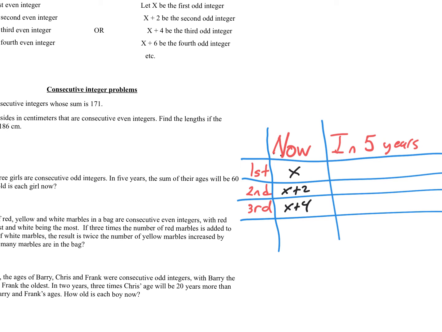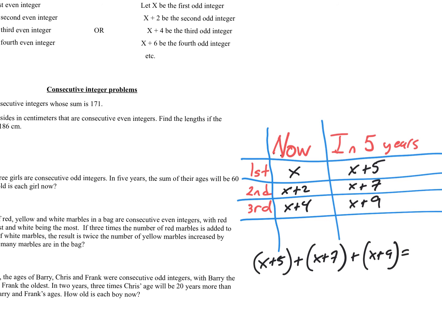Now, 5 years from now, the first one is going to be x plus 5. We're adding 5 to that. The x plus 2 will become x plus 7. The x plus 4 person will be 5 years older, so she will be x plus 9. So we know that in 5 years the sum of these is what we want, so I'm going to add up those 3. We've got x plus 5 plus x plus 7 plus x plus 9. This is how we find a sum. We add them up. The sum of all of these ages is going to be 60 years. Now we have an equation that we can solve to find the answer.